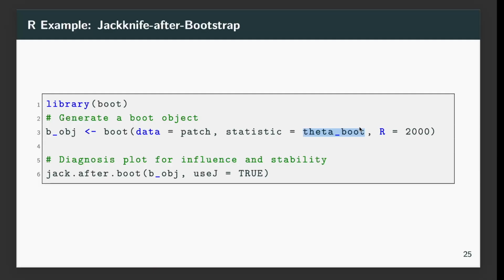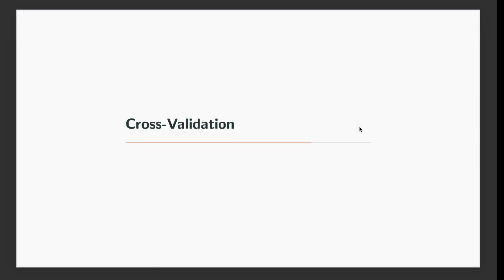Okay, it might mean that those observations are outliers that may inflate the variance estimate, and then we should look at them very carefully. Now let's talk about the cross validation.